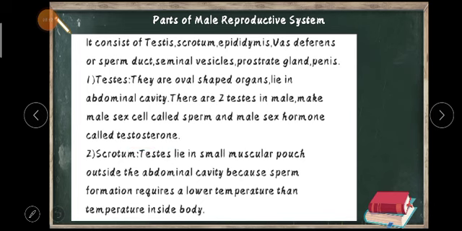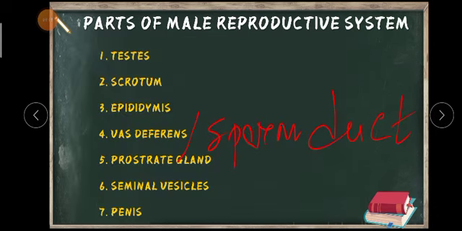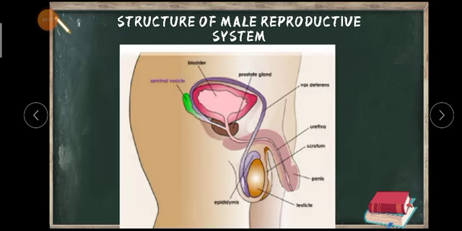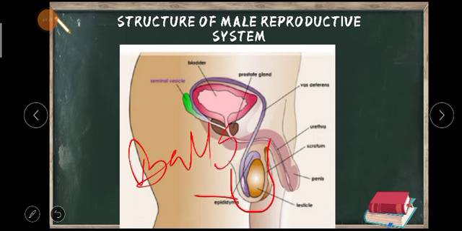Next comes your scrotum. What is the scrotum? Testes lie in a small muscular pouch outside the abdominal cavity, because sperm formation requires a lower temperature than the temperature inside the body. The testes are inside the scrotum or scrotal sacs. This outer sac, the skin, which we also call the balls, is called the scrotum, and it is present outside the body.